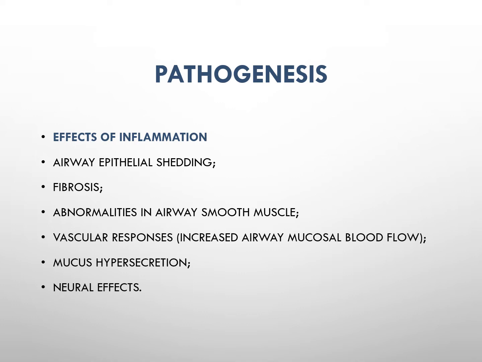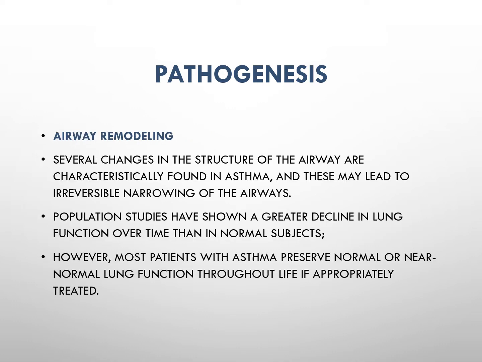Airway effects of inflammation are airway epithelial shedding, fibrosis, abnormalities in airway smooth muscle, vascular responses, like increased airway mucosal blood flow, mucus hypersecretion, and neural effects. Airway remodeling. Several changes in the structure of the airway are characteristically found in asthma, and this may lead to irreversible narrowing of the airways. Population studies have shown a greater decline in lung function over time than in normal subjects. However, most patients with asthma preserve normal or near normal lung function throughout life if appropriately treated.